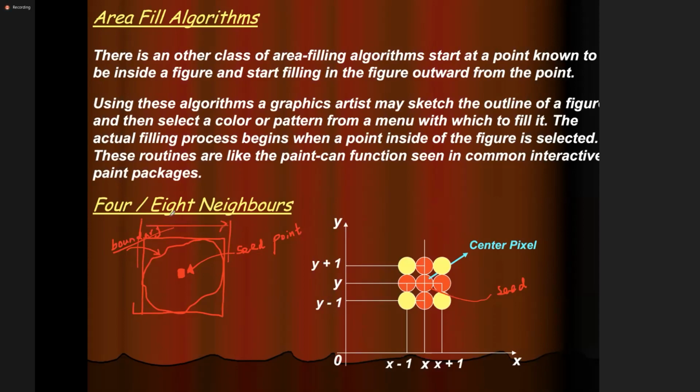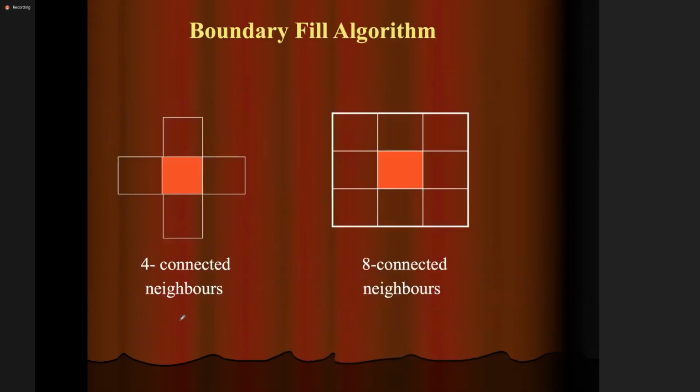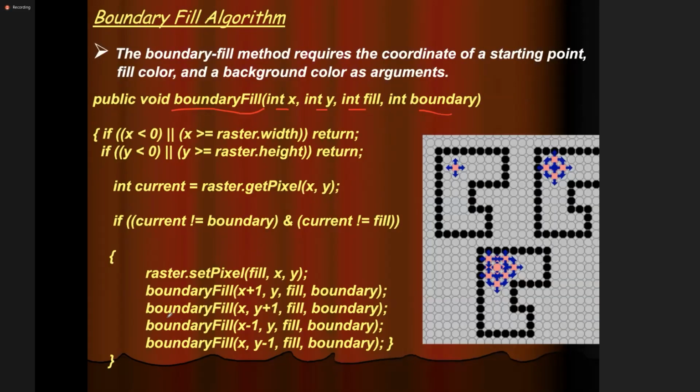Here we have coordinates, here also we have coordinates. X and y coordinates are available in the 4 boundaries, right? That full bound. So if it is greater than raster width or less than x 0, we are stopping it. We are not doing anything. We return. We don't fill.